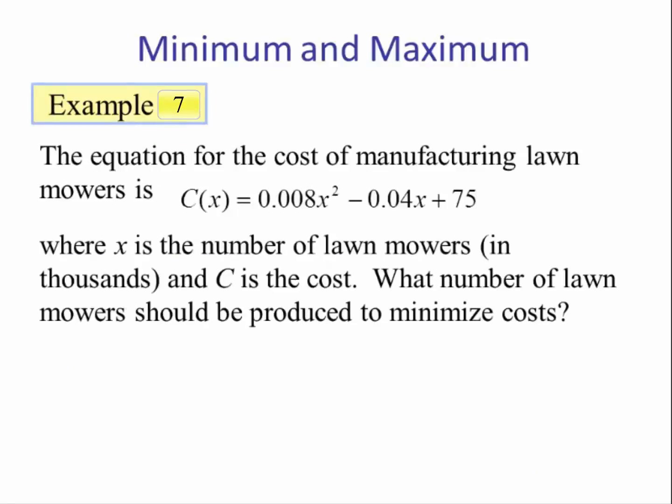The equation for the cost of manufacturing lawnmowers is C of x equals 0.008 x squared minus 0.04 x plus 75, where x is the number of lawnmowers in thousands and C is the cost. What number of lawnmowers should be produced to minimize costs?